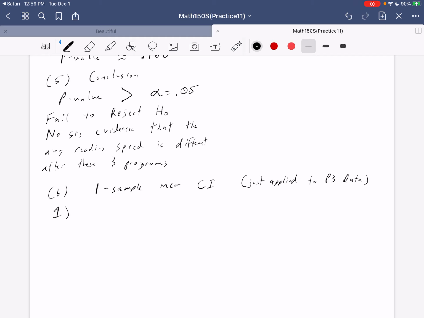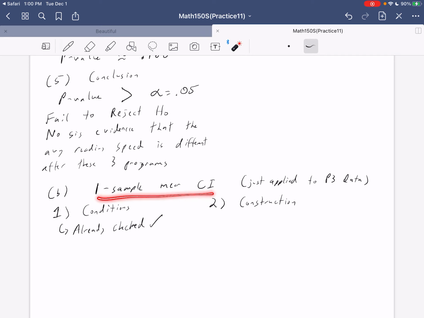So for the conditions, well, what are the conditions for a one sample mean confidence interval? The first two are always the same, random and representative, sample size less than 5% of the population size. We've already checked those. The third condition would be that the data has more than 30 data points or is approximately normal. We've already checked that as well. So in this case, we can just say already checked. So we're all good there. For 2, we can go to the construction.